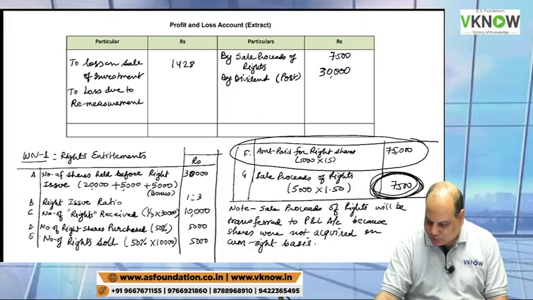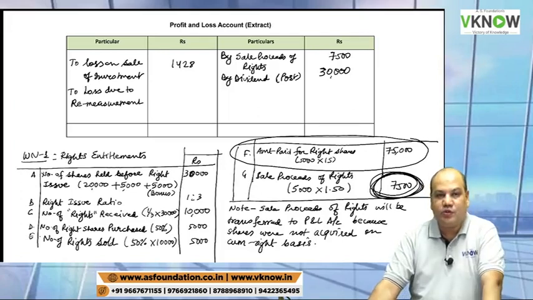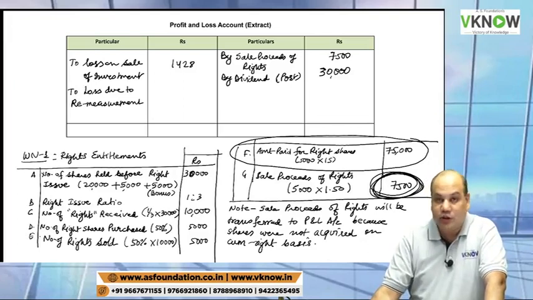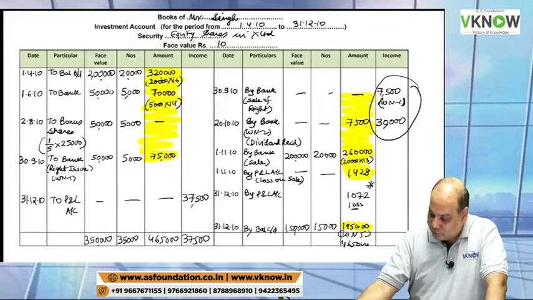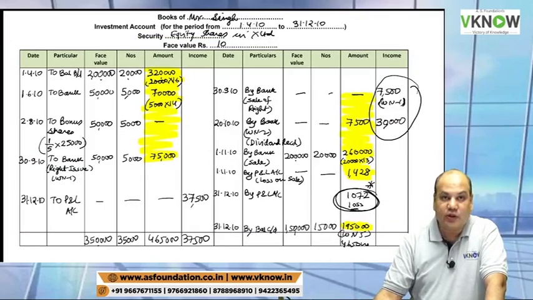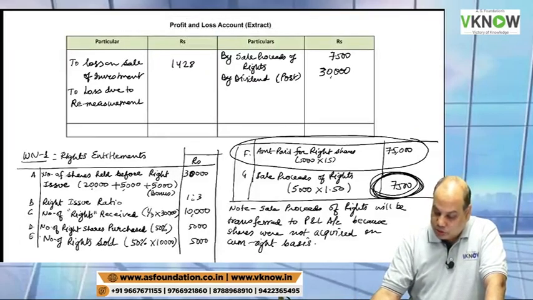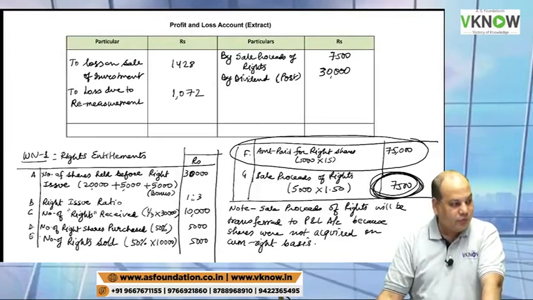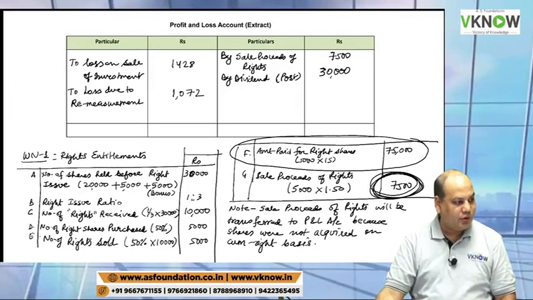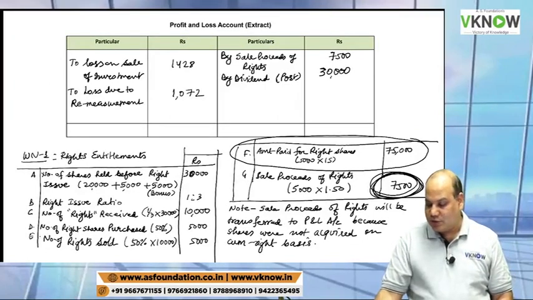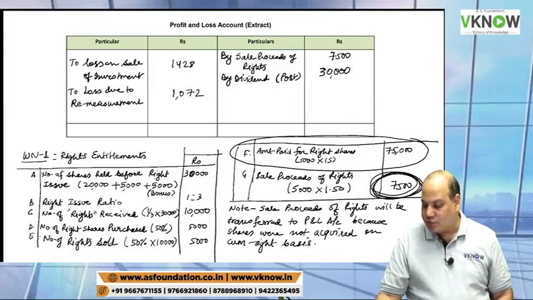Loss due to remeasurement means cost or fair value, whichever is lower. So in this example, fair value was lower. Because of that, we suffered a loss of 1072. So 1072. Chaurasia is right. Falak is right. Pawar is right. Okay, Kunal is right. Amazing. So this is the answer of this question.